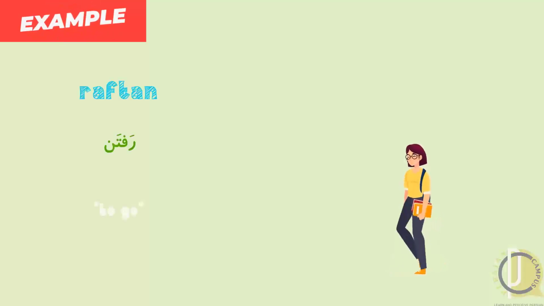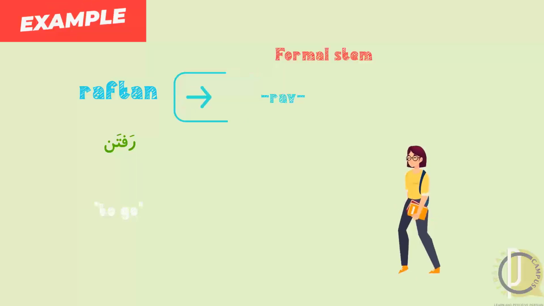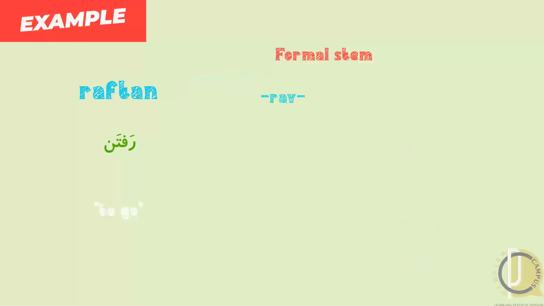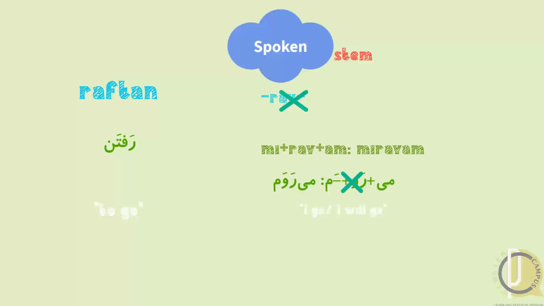Let's see some examples. Consider the infinitive raftan, meaning to go. The formal stem of this verb in the present tense is rav. Following the above structure, for I go or I will go, we would have me plus rav plus the ending am. That would be mi ravam. In spoken Persian, we remove the av of the stem and we say miram, I go.